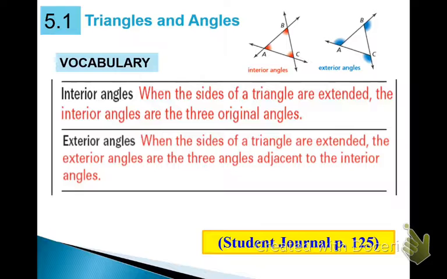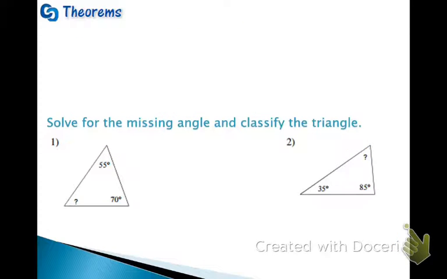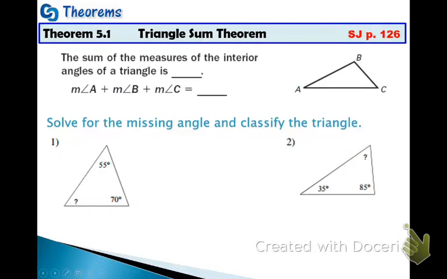We're going to do the bottom section. Solve for the missing angle and classify the triangle. So first, the sum of the measures of the interior angles of a triangle is. Does anybody know what the angles inside of a triangle add up to? 180. Boom. That's the second half of the lesson. Everyone beat it to it.